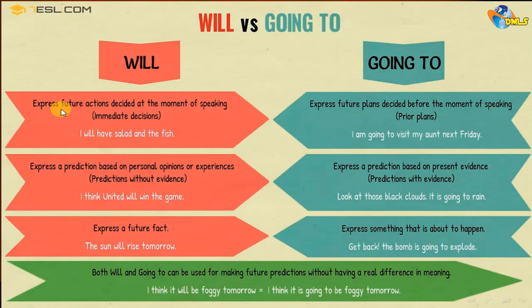And also I use will to express future actions decided at the moment of speaking, immediate decisions. For example, the phone is ringing, I'll answer it. I'll have salad and the fish. When I'm in the restaurant, I don't have to make a plan to say that I'm gonna eat something or have a drink, for example. But it's a quick decision, something that I do not plan. So I'll have salad and the fish. Going to expresses future plans, decided before the moment of speaking. Prior plans. I'm going to visit my aunt next Friday. So this is my plan that I'm going to visit her.